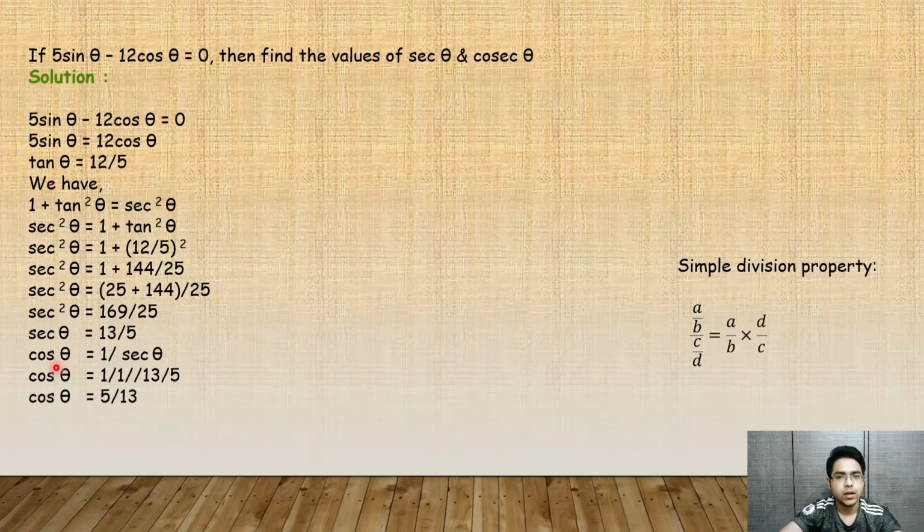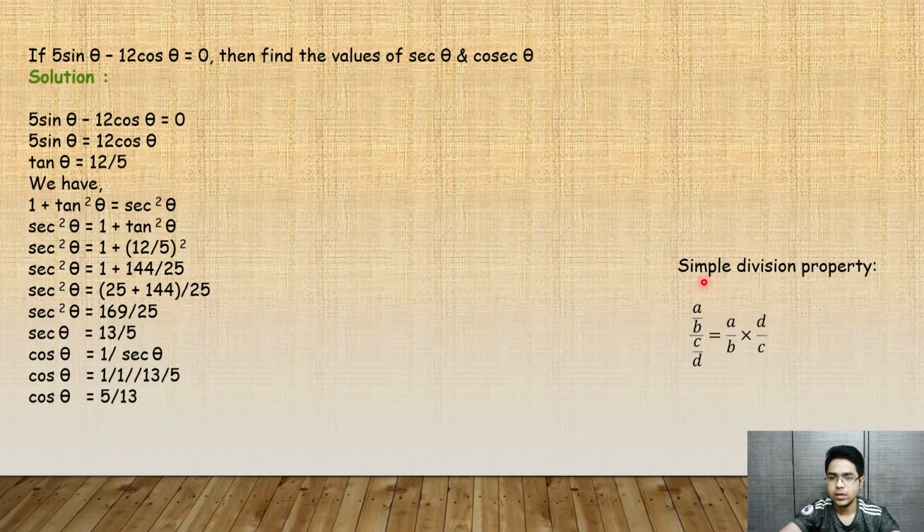So cos theta will be equal to 1 upon sec theta, as we know that cos theta is equal to 1 divided by sec theta. Here this double divide sign I have given to show that 1 is completely divided by this sec theta value, that will be equal to 13 by 5, and cos theta will be equal to 5 by 13.